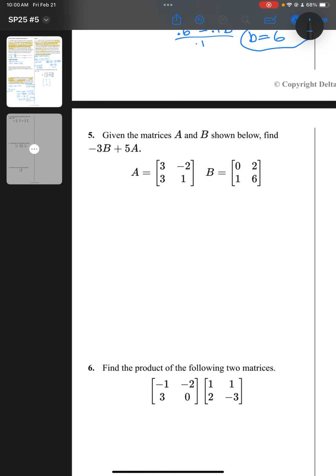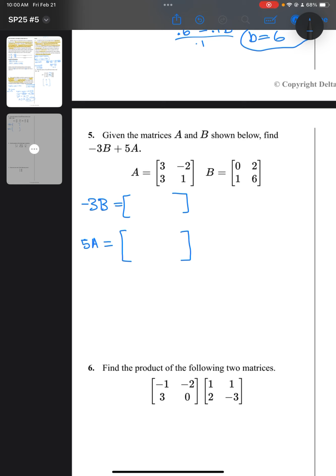We need to do -3b plus 5a. Now with matrices, you need to do the multiplication first before you do the addition. So let's find out what -3b is going to equal and what our 5a is going to equal. When you are multiplying a matrix by just one number in the front, you are just going to multiply each part of that matrix by that number.